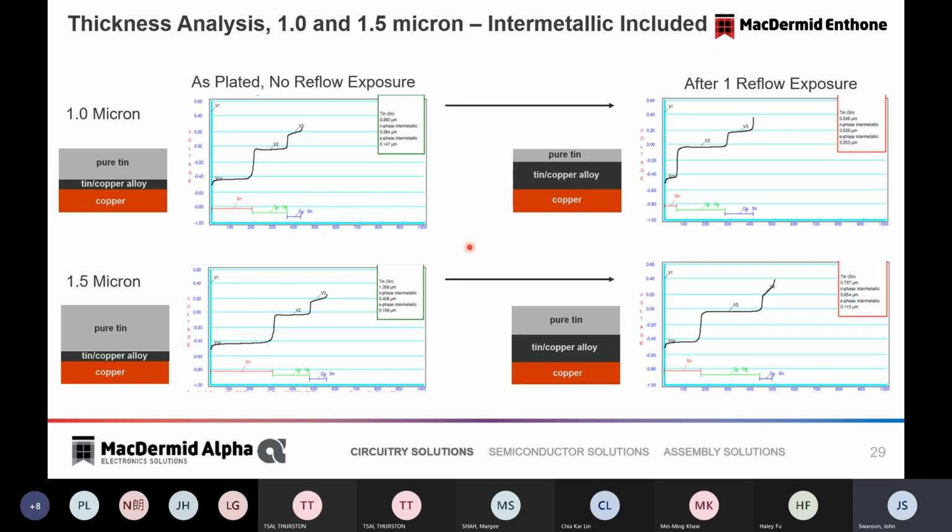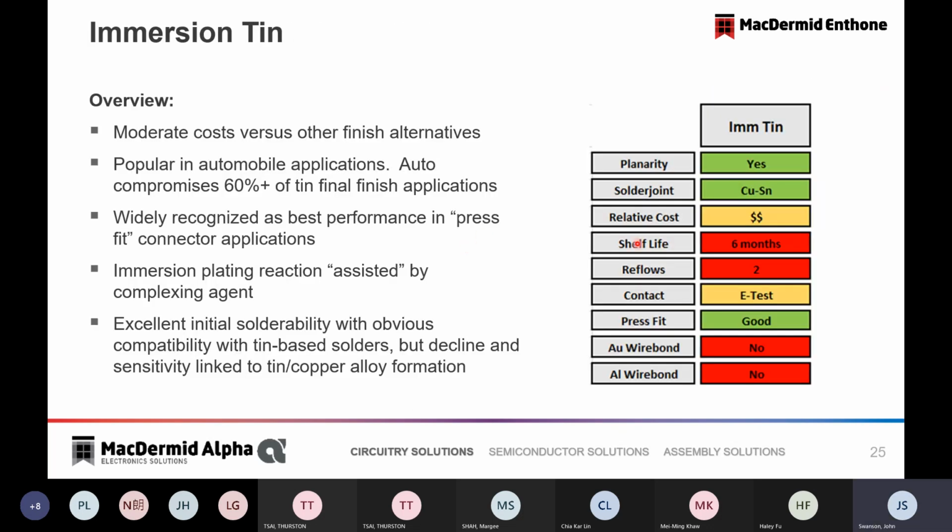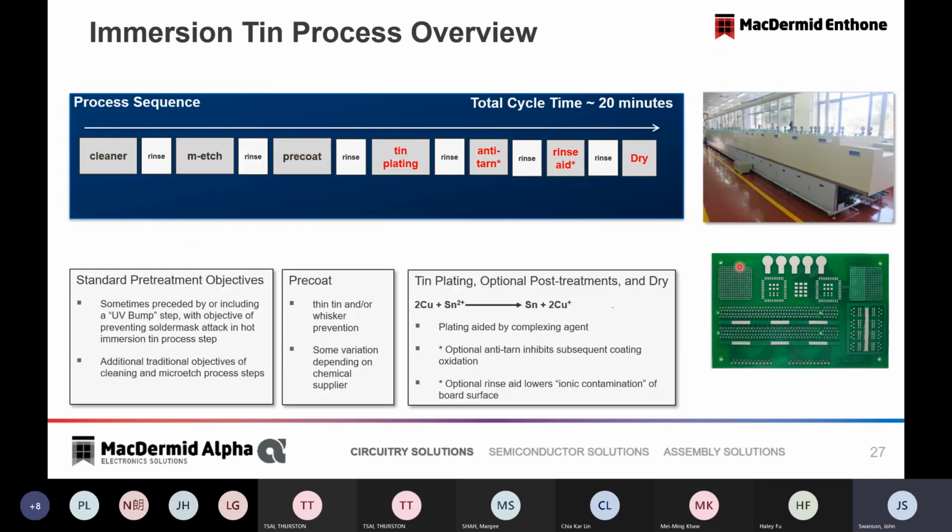Now, I talked a little bit about this intermetallic. Again, if I just quickly go back, the board is limited in its ability to go through reflow cycles. It can go perhaps through 2, and at the 3rd step, it's really challenged.